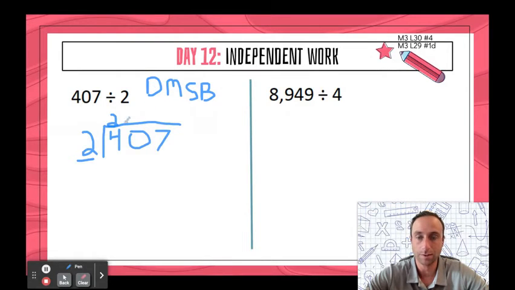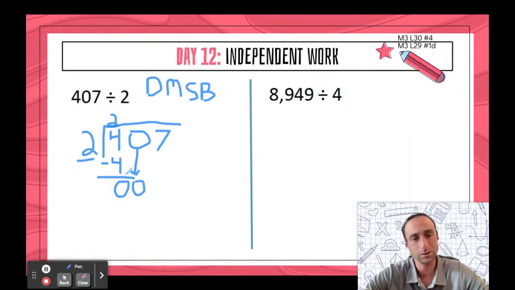So I divided. That's my first step. Now I got to multiply. Everything's outside that we're multiplying. 2 times 2 gets me 4. Next step is to subtract. 4 minus 4 is 0. Bring down the 0. But wait a second.